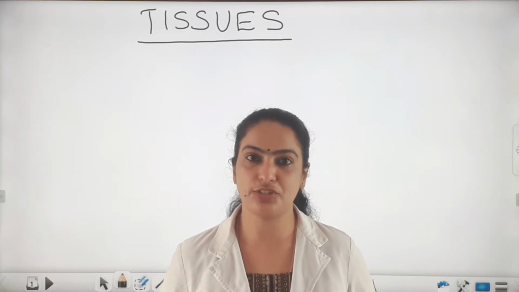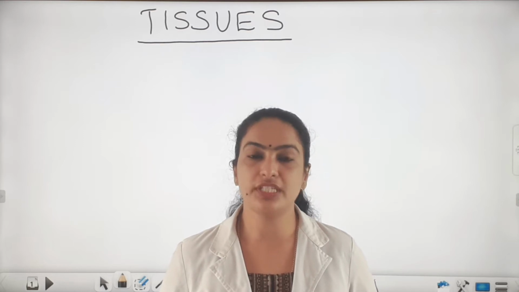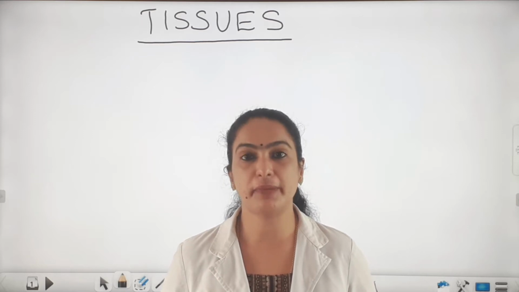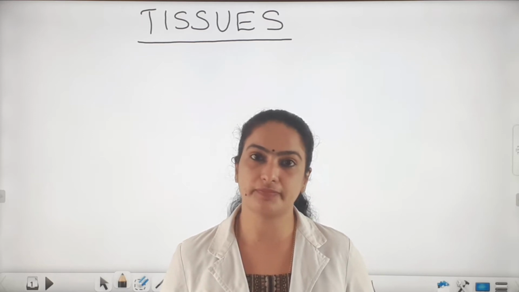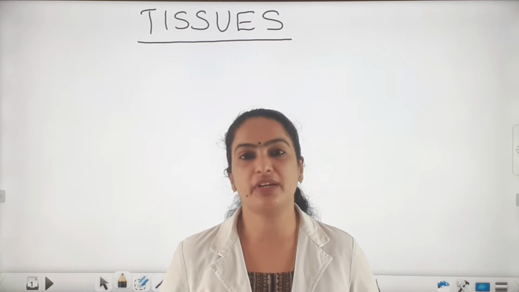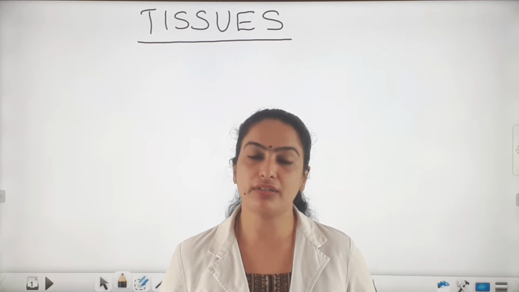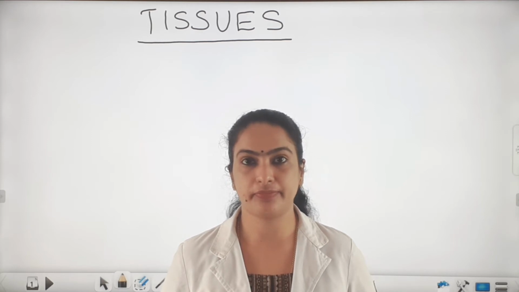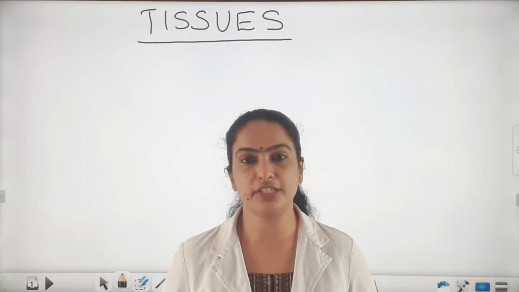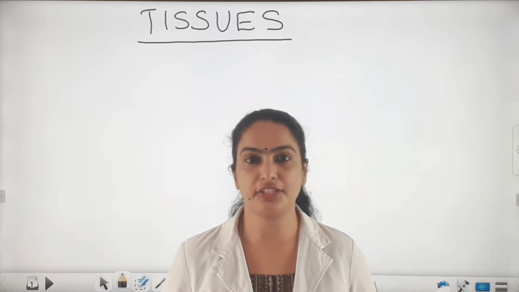Now I am going to teach you tissue. As you know, tissues are a group of cells of similar structure but perform a common function. The tissues which are present in the plant body are called plant tissues, and the tissues which are present in the animal body are animal tissues. Now we can see plant tissue in detail.